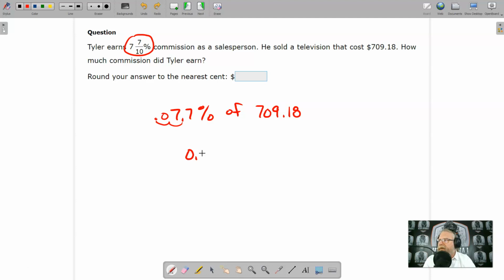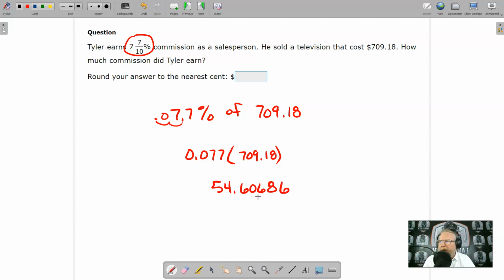That's going to be 0.077, and I need to multiply that decimal number by 709.18. So we need to do 0.077. We're going to multiply that times 709.18, and that's going to be 54.60686.